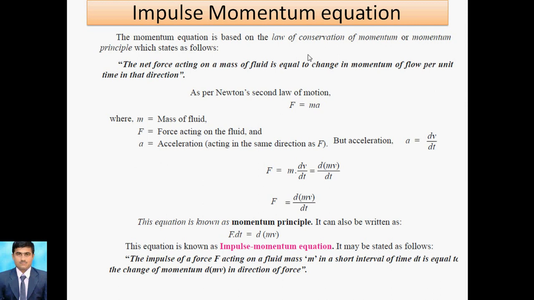This equation depends on force is equal to ma. Sorry, a is nothing but acceleration, change in velocity with respect to time. After putting this, we can solve it, and that dt we can transfer over here. The equation becomes F dt = d(mv). So again, it is called the impulse momentum equation. The statement is: the impulse of force acting on a fluid mass in a short period of time is equal to the change of momentum in the direction of force.